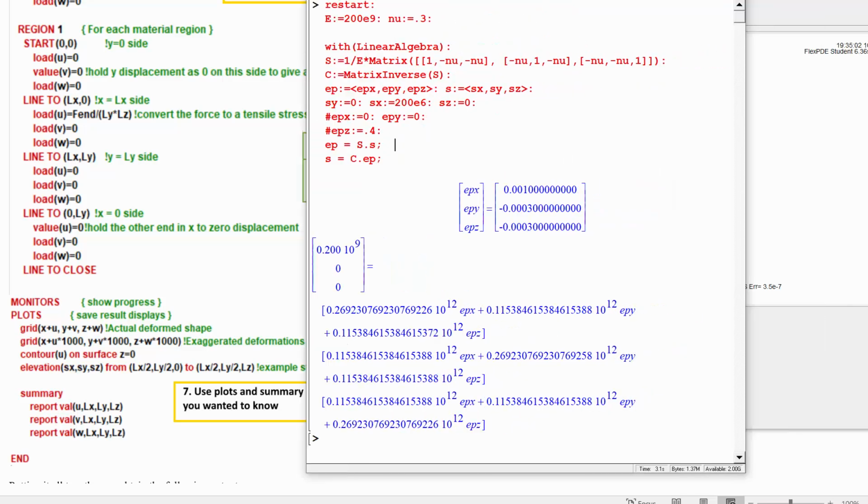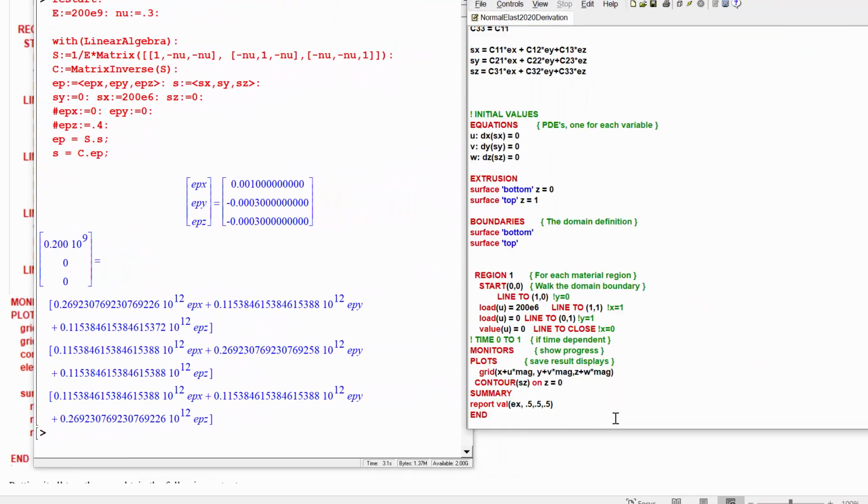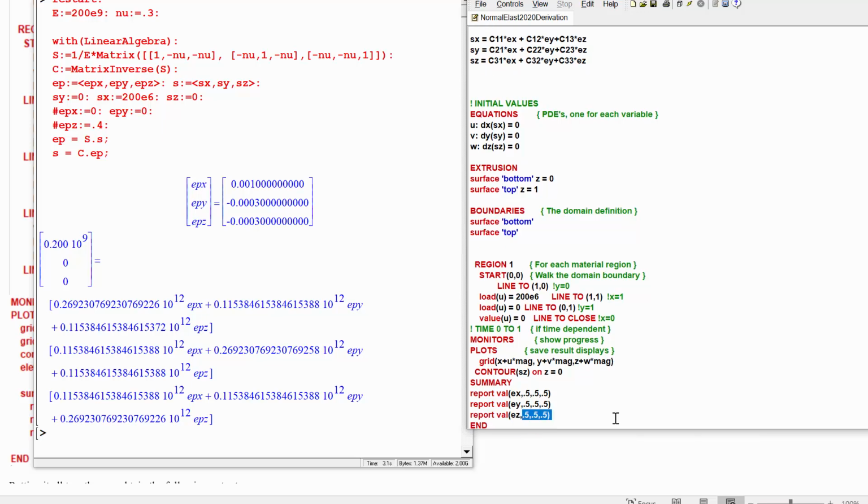Yeah. And what about the strains in the other dimensions? Do we need val here? Can we just get rid of that? Report ex? Doesn't allow it. So what about if we do at that? Nope, doesn't allow it. So we need to specify report the value of ex and then the coordinates, which in 3 space means we need 3 coordinates. We can also report values of the other strains, ey and ez, all at the center of this cube.